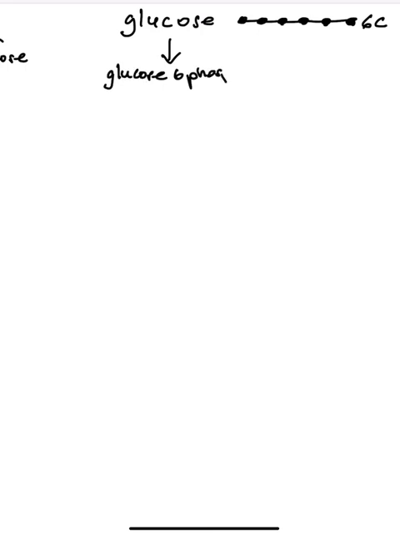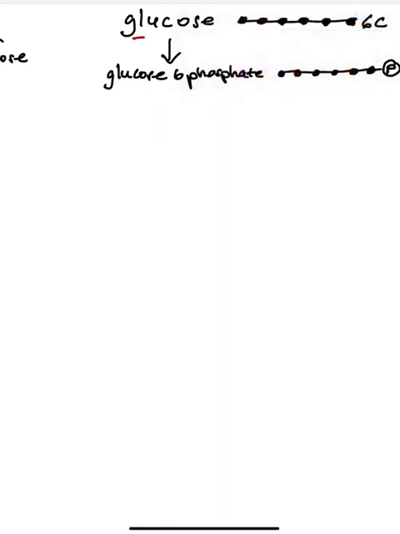The phosphate group is attached to carbon 6, and how this happens is by one ATP coming in here and giving off a phosphate group. It leaves as adenosine diphosphate.